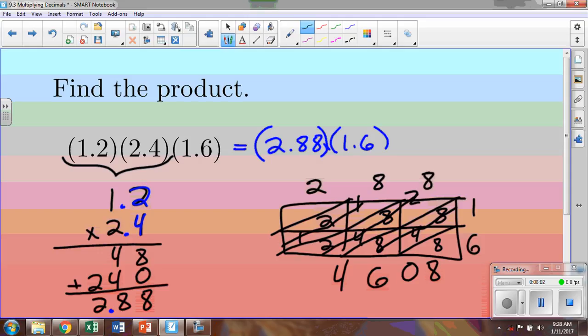Just like before, we need to determine where the decimal goes, because we had 2.88 and 1.6, and so we would see 1, 2, 3 positions after the decimal, so we come in 3 positions, and there's our final answer, 4.608, 4 and 608 thousandths, and we're done.